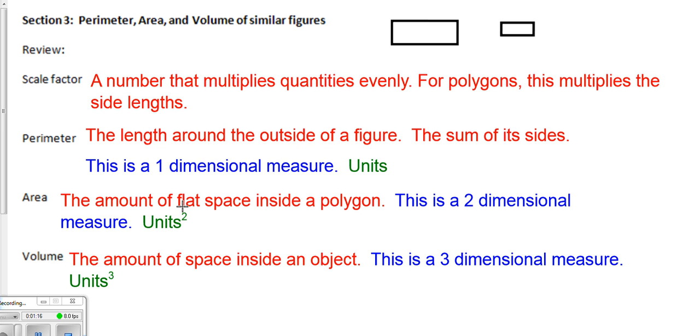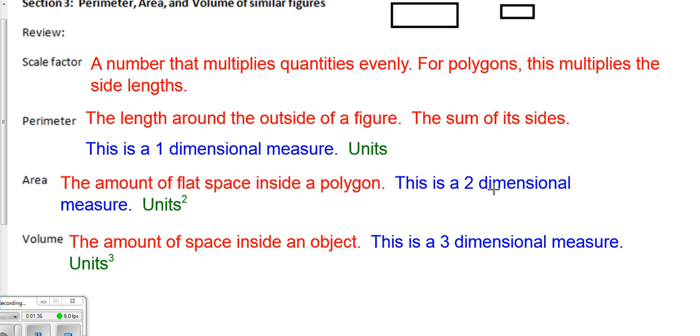Area, on the other hand, is the amount of flat space inside of a polygon. So again, if this was like 2 feet over here, and this was 5 feet, we'd do 2 times 5, and there'd be 10 feet squared on the inside. There'd be like 10 little boxes that are 1 foot by 1 foot inside of this. Okay? Because this is a two-dimensional measure, we use units squared, or units to the second power.